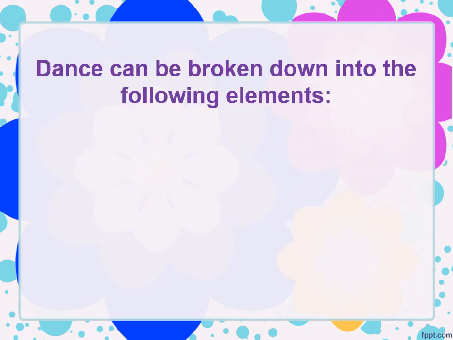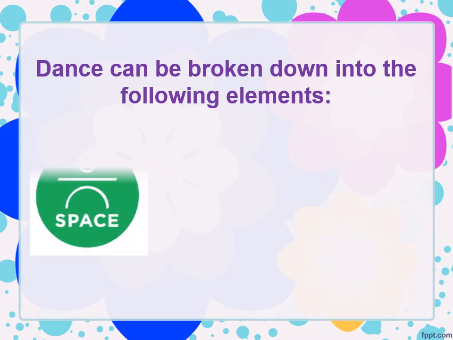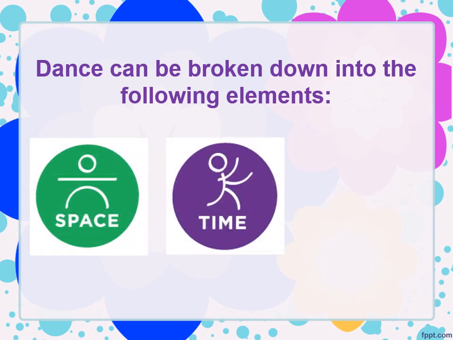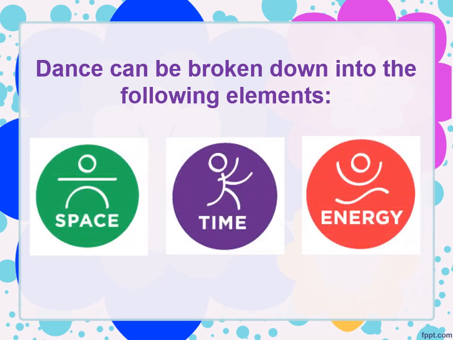Dance can be broken down into the following elements: space, time, energy. These three elements are interconnected. At times, it's hard to separate one from the other, but as we discuss each one, we'll include specific vocabulary about dance and examine how each element can be manipulated to create different results.